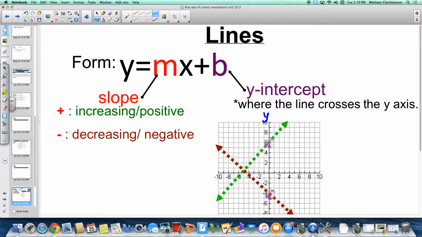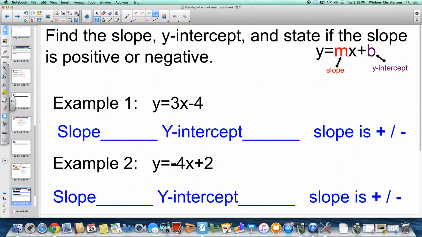Okay, so we're staying way basic. Let's just go to an example, and we're staying way basic today with that. We don't need to get way in depth with this yet. We will later. Okay, so let's get to our example here. It says, find the slope, the y-intercept, and state if the slope is positive or negative. So over here on the side, notice I have the equation of the line, which you just wrote down a second ago. You don't need to write it down again.